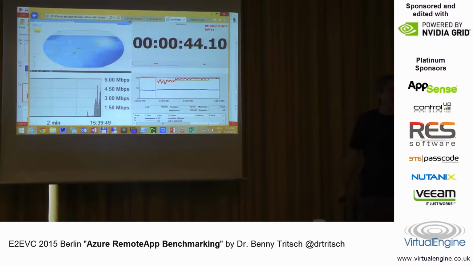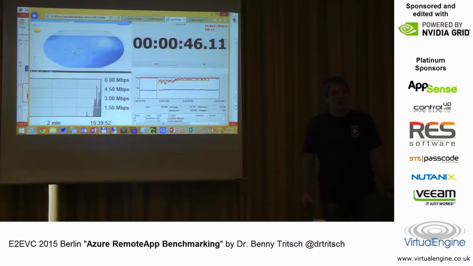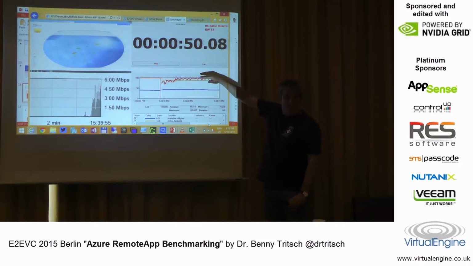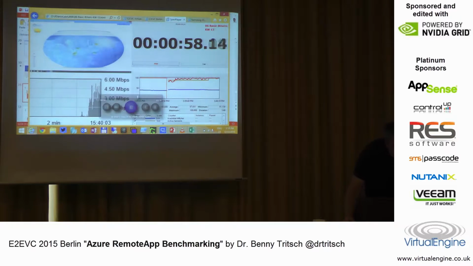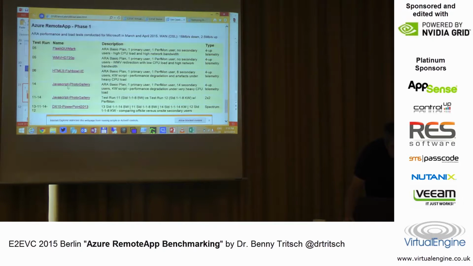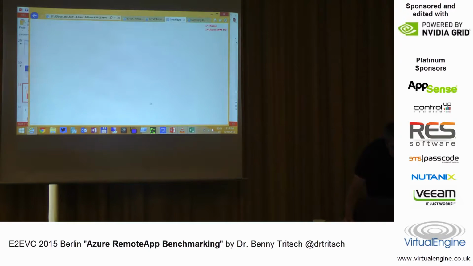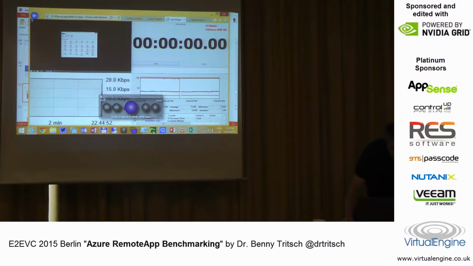So you see that kind of compression artifacts when you put a lot of load on the system, because you see the CPU is really up there. There's not much headroom left for that particular application. And so you see the effects. You start adding users, and you see the effect now with one primary user, one perf1 user, 14 secondary users, and we see also performance degradation under heavy CPU load.